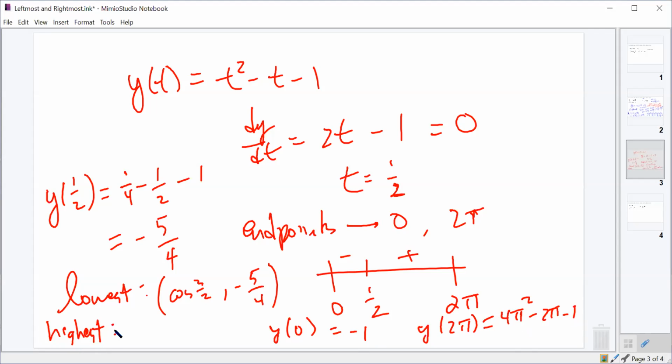ought to be the cosine of 3 times 2 pi, and that'd be the cosine of 6 pi. Cosine of 6 pi is the same as the cosine of 0, which would be an x value of 1, and then 4 pi squared minus 2 pi minus 1. Everybody good with that? Hopefully.